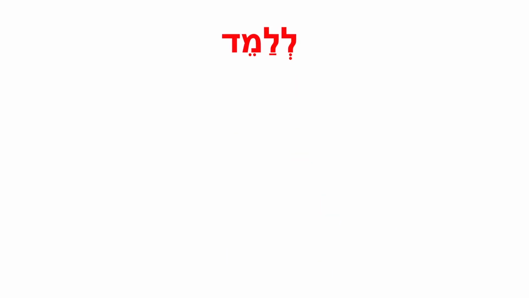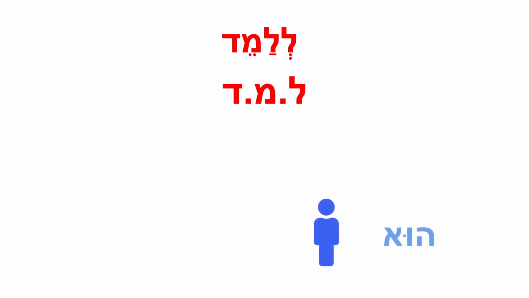Let's see another example. The verb lelamed, to teach, also contains the root lamed, mem, dalet. And as we know, we always need to start with third person singular masculine, the pronoun hu in Hebrew. Lelamed is to teach. So it means that the teacher has a certain interaction or influence on his students. And it's a more intense action than pa'al. Therefore, lelamed belongs to PL.